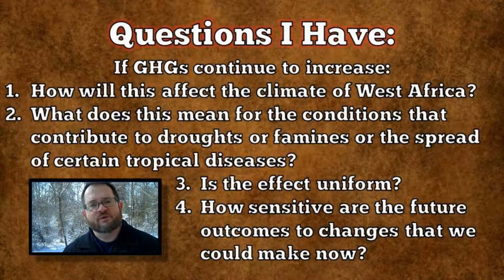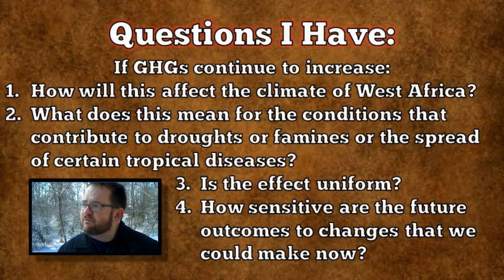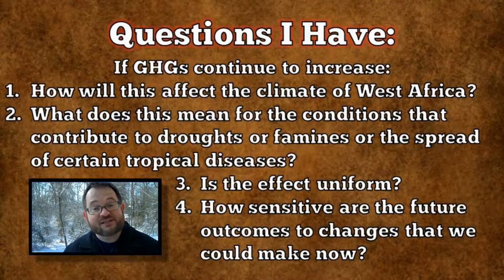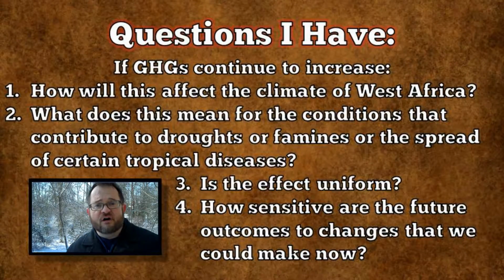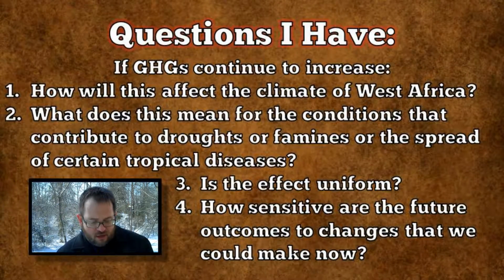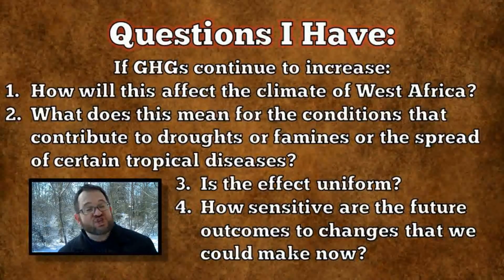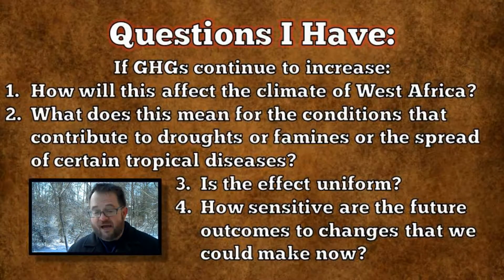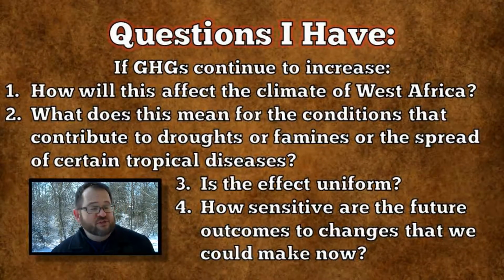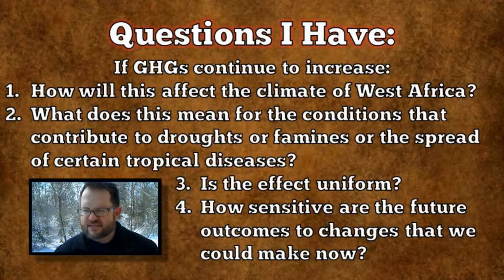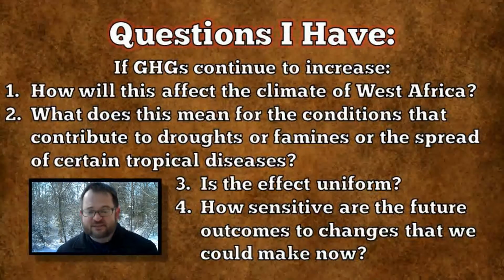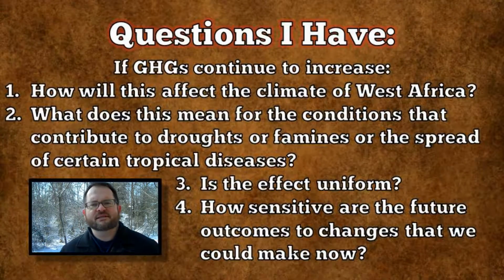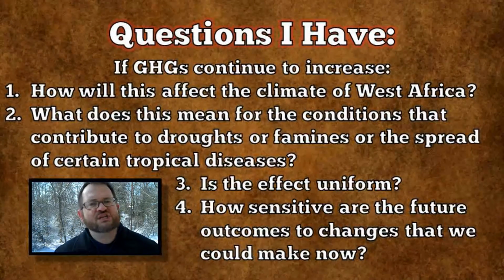I'd like to know how that would affect the climate of West Africa. That would be something I would very much like to know the answer to, and I could be involved in research about something like that. What do these changes mean for the conditions that contribute to droughts or famines or the spread of certain tropical diseases? I'd love to know that. That's a big part of the reason why I went into this field: I want to know about things like droughts and famines. Some tropical diseases, or the spread of them, are related to changes in climate.